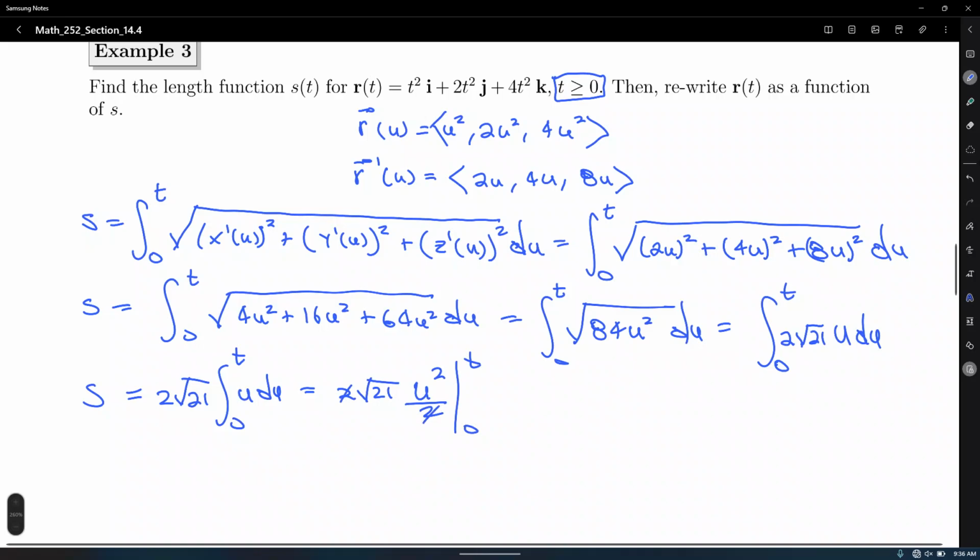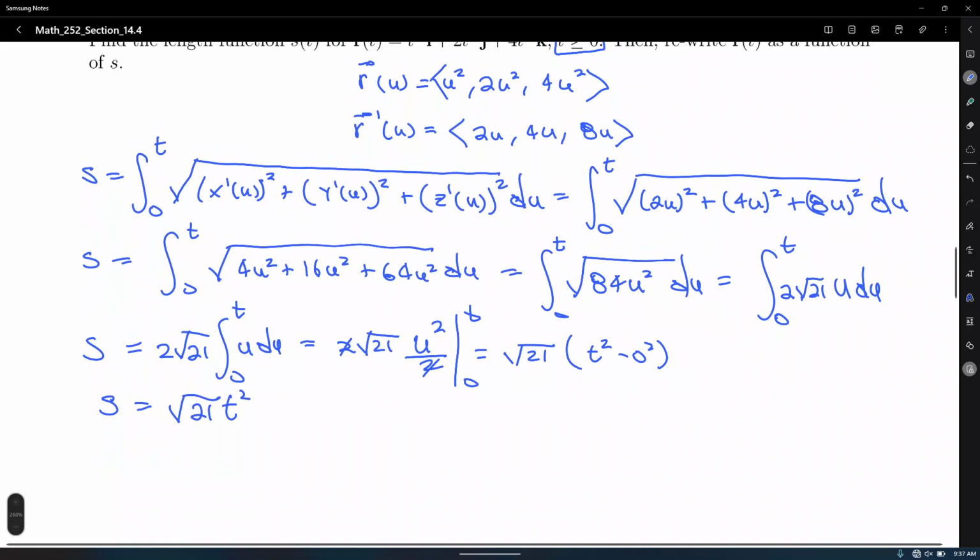That's going to leave us with the square root of 21 times t squared minus 0 squared, which is s equals the square root of 21 t squared. Okay?